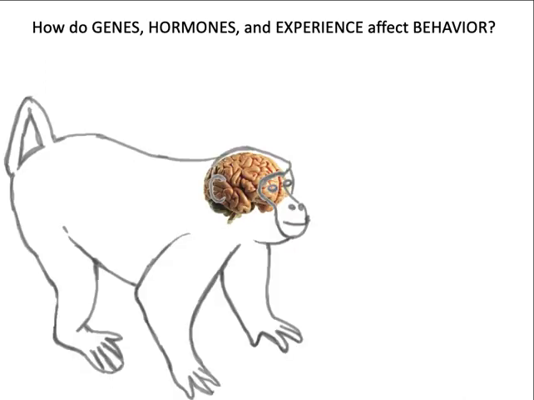Okay. So the question we might ask is, how do genes, hormones, and experience affect behavior? And so I'll present a simple kind of schematic for thinking about the biology of behavior. And we're going to use this framework throughout the rest of the lecture to think about why animals behave the way that they do.